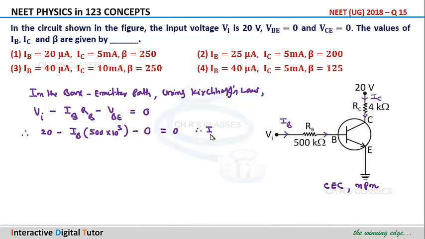Therefore IB is equal to 20 divided by 500 into 10 power 3, and this is equal to 40 into 10 power minus 6, 40 microamperes. So 40 into 10 power minus 6 it comes out, and this is in the base emitter path.